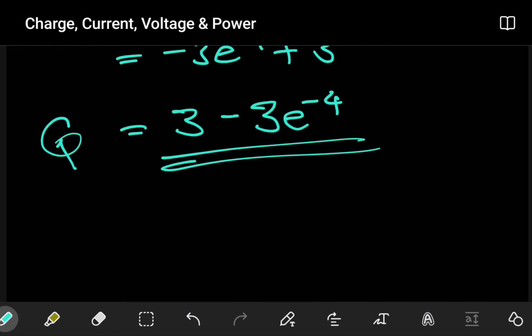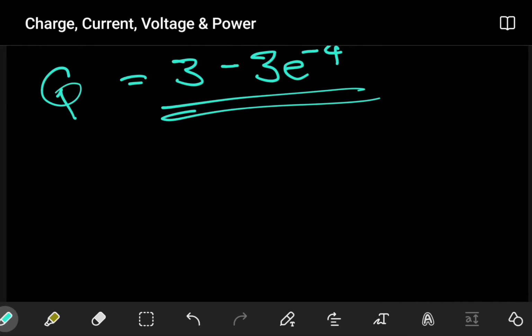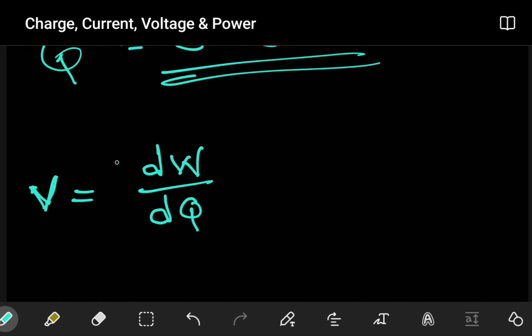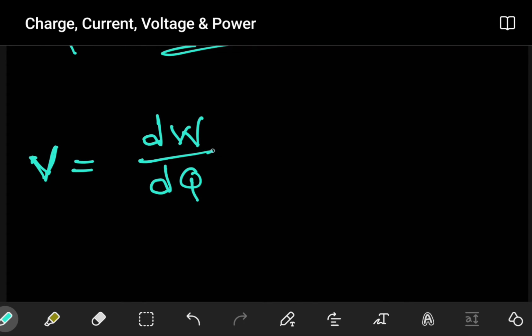Now the next thing that we want to look at is voltage. When it comes to voltage, the idea is simple. The symbol for voltage is capital V, and the definition of voltage is just the amount of energy that is required to move an amount of charge. In this case, the formula becomes the amount of energy, or the work done, in moving an amount of charge. So you have dW over dQ. So this becomes the definition of what voltage is. So work done over charge.